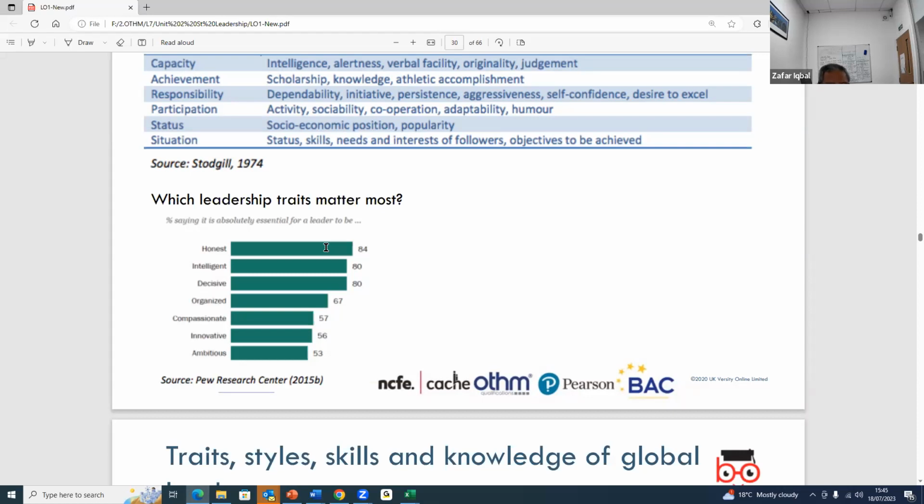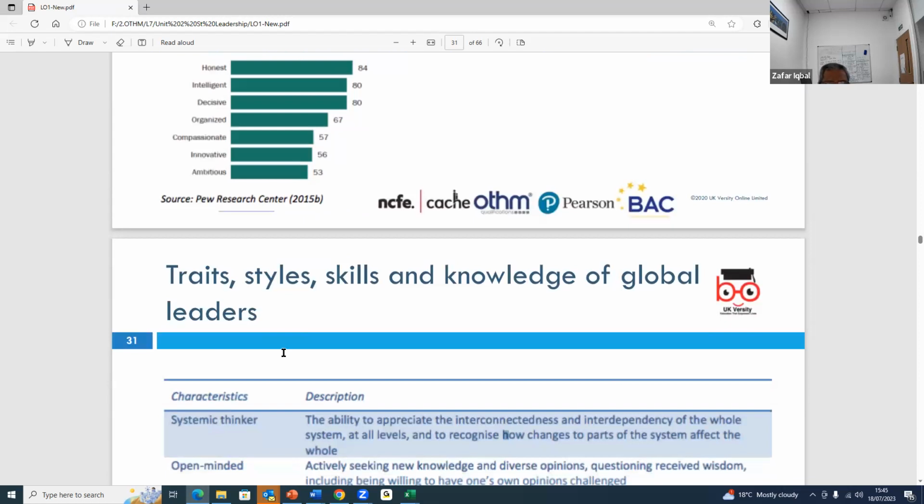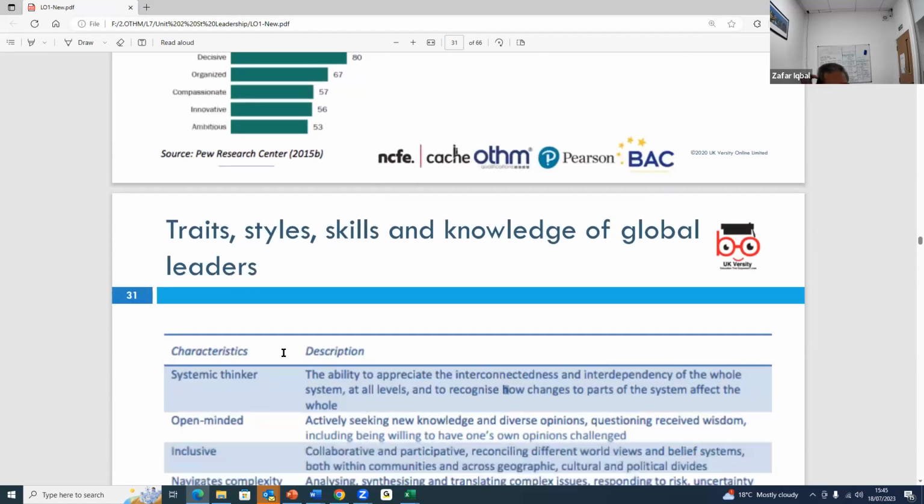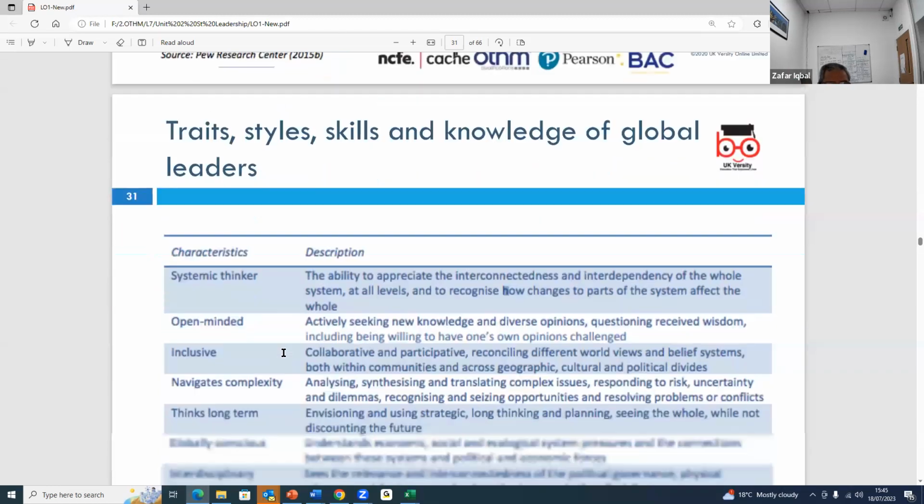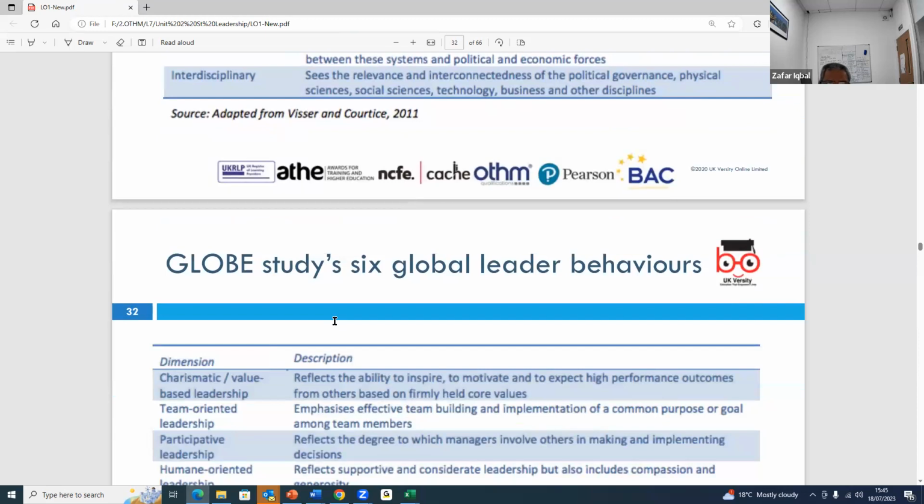Whereas if you look at the ambitious trait, only 53% of people said that ambition matters as a leadership trait. So there are different traits, styles, and skills, and knowledge of global leaders. Okay, so there is no one style, one characteristic that distinguishes one from the other.